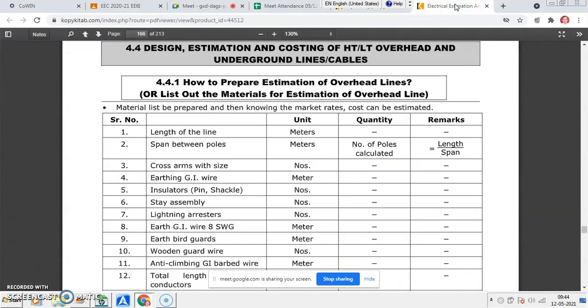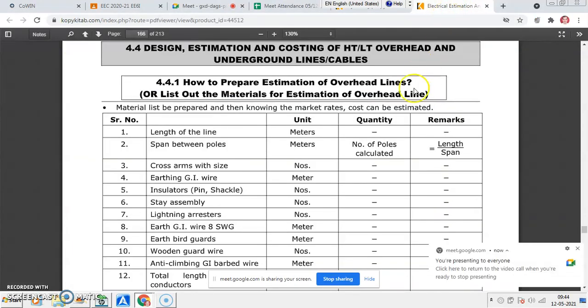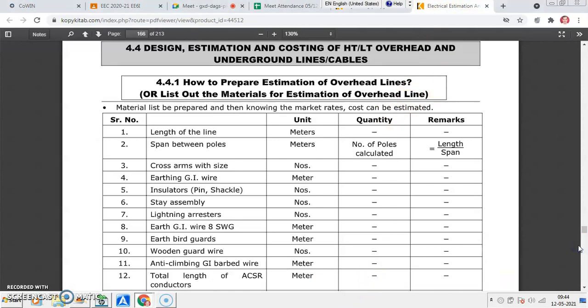So the number of poles you have to calculate. You know the length of line. Span you have to calculate for different types of poles. Then the number of poles is the total length divided by span. So calculate the number of poles. Calculate the cross arm numbers with size.